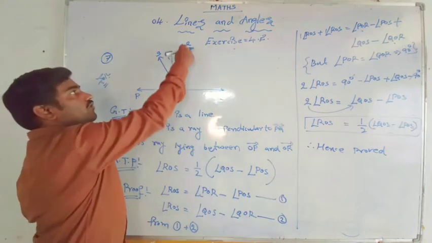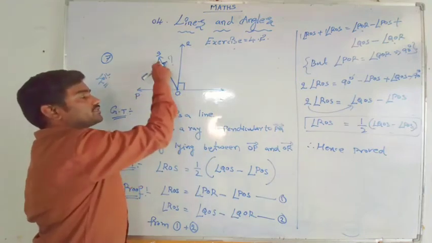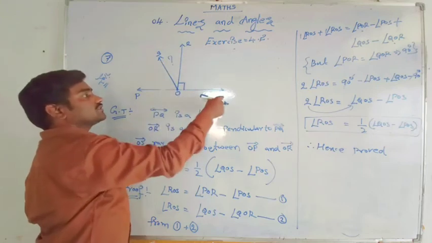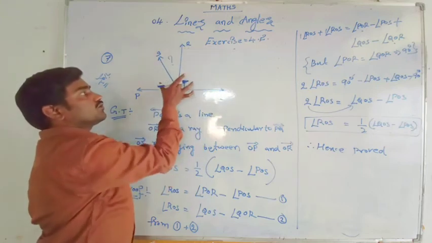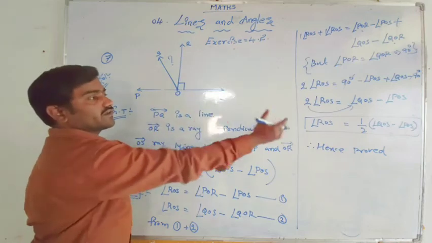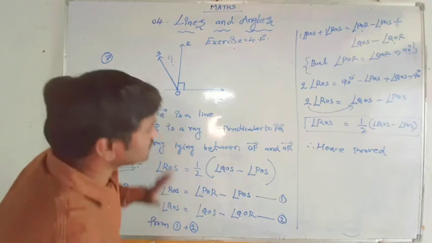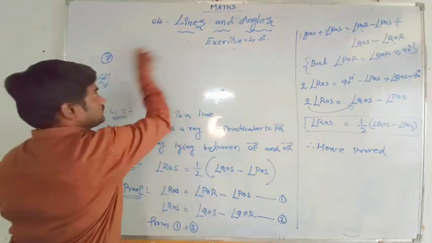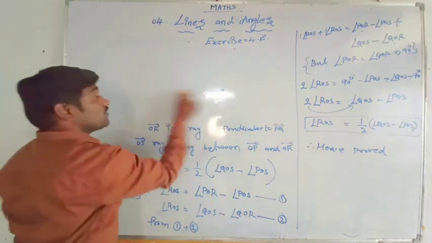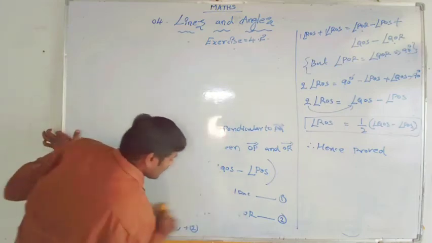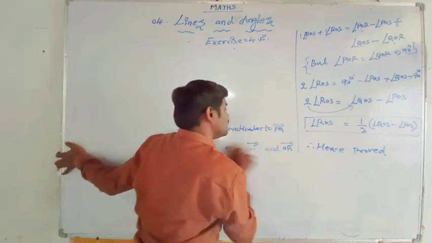ROS equal to POR minus POS. This ROS equal to QOS minus QOR. These both 90 degrees we have to cancel, so that we will get the answer directly. Very simple one, but practice once and twice to avoid confusion. Hence we have only one problem left from this exercise 4.2. That one problem we'll do.